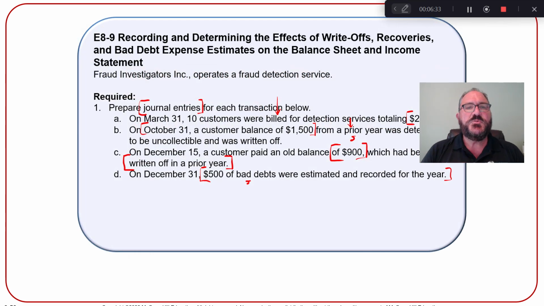All right. Next, we're going to take a look at some effects of write-offs, recoveries, and bad debt expense.